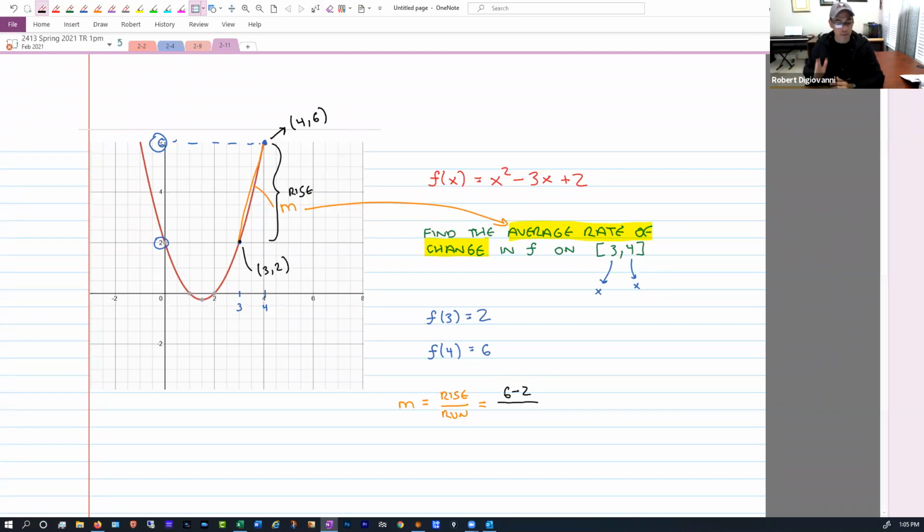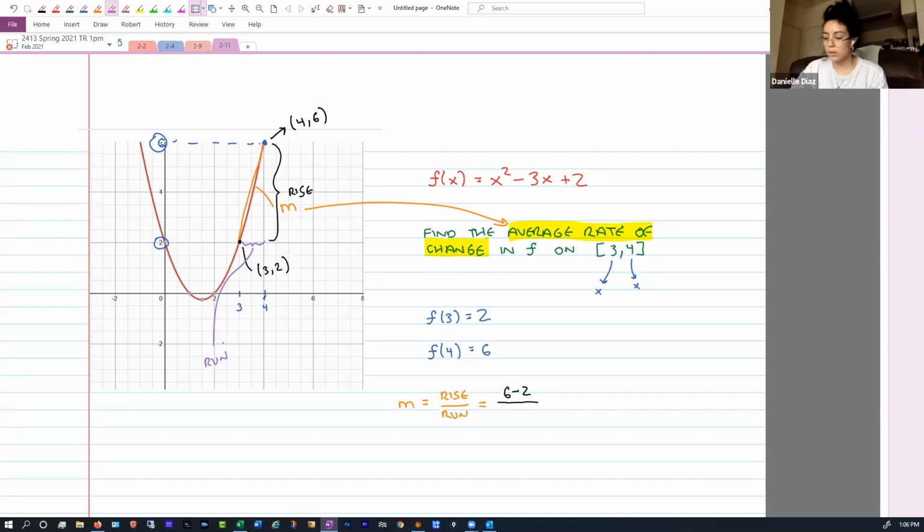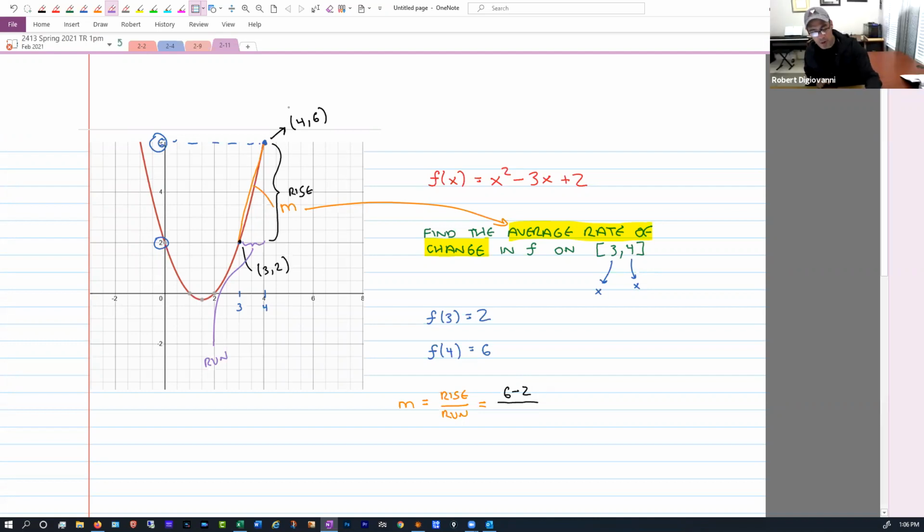And then how much do we run by? The run is that distance right there, and that should be the difference of what? The x values. The x value of the second point is 4, and the first point was 3. So we get 6 minus 2, that's 4, over 1, so we get 4. So the slope of that line is 4, and that would be the average rate of change. So between 3 and 4 on the graph, the average rate of change was 4. Any questions on that?